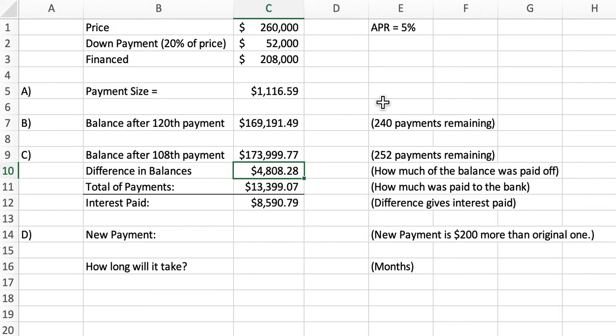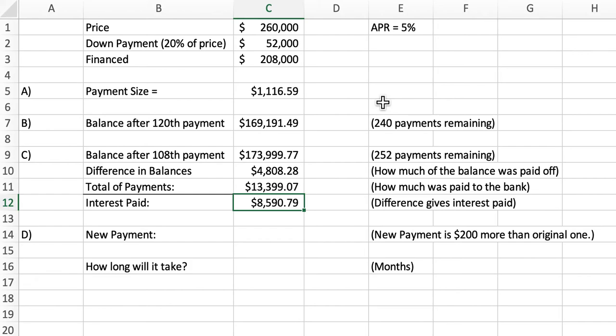And that meant the total of the payments was 13,399.07. That was 12 times the payment. And that meant that the interest paid, the difference between these two, was 8,590 and 79 cents. So now what we're going to look at is a different kind of problem, one that we haven't talked about.